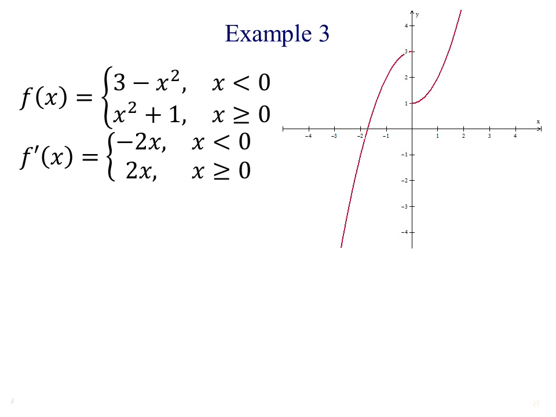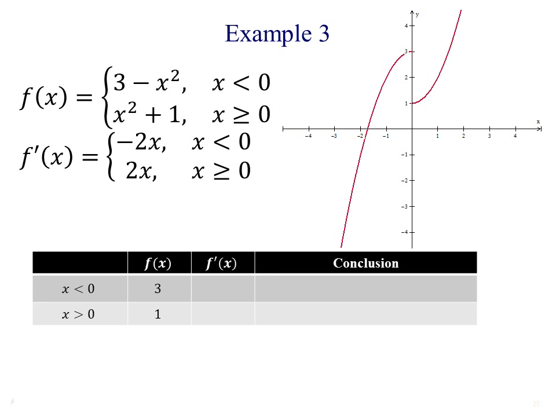Note that the intervals do not change. For the top piece, it's still x is less than 0. For the bottom piece, it remains x is greater than or equal to 0. There are two intervals of note: x is less than 0 and x is greater than 0. Now these are the intervals of note because these represent the endpoints. Again, I have three columns, one with f, one with the derivative, and our conclusion.